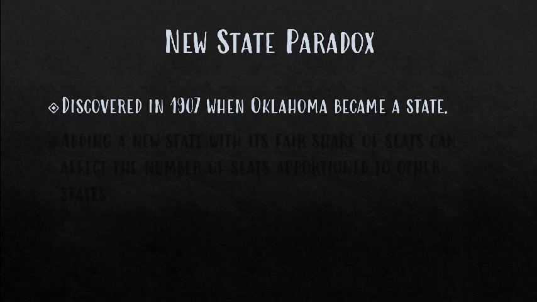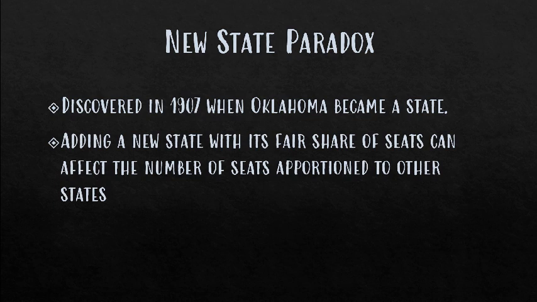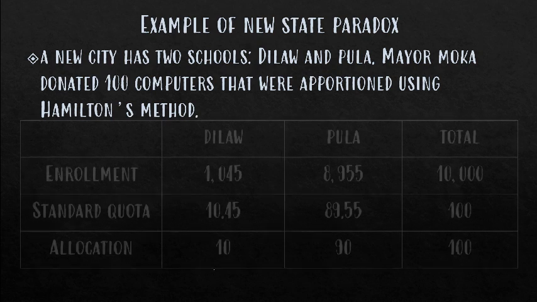Next is the new state paradox. This paradox was discovered in 1907 when Oklahoma became a state. It states that adding a new state with its fair share of seats can affect the number of seats apportioned to other states. For example, a new city has two schools, Dilao and Pula. Mayor Mocha donated 100 computers that were apportioned using Hamilton's method.